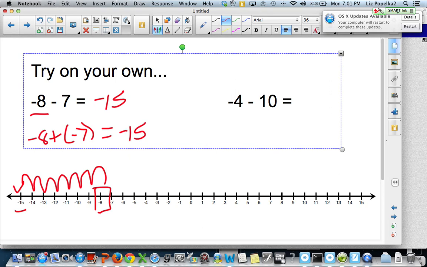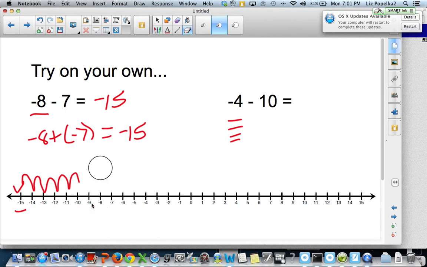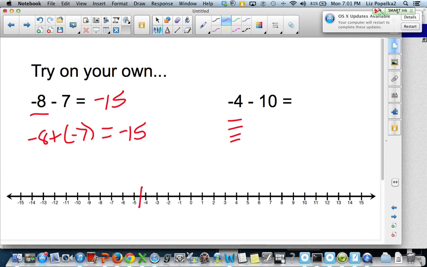Then we've got negative 4 minus 10. So we've got 1, 2, 3, 4 negatives first. I am going to go to the negative 4 on my number line, which is right here. Minus 10 means I travel in the negative direction. 1, 2, 3, 4, 5, 6, 7, 8, 9, and 10 places to the left. So you're going to end up at negative 14.